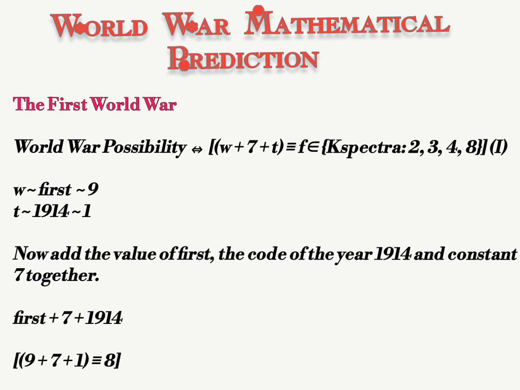The First World War. World War possibility if and only if W plus 7 plus T is defined as F element of K spectra 2, 3, 4, 8, I. W tilde first approximately 9, T tilde 1914 approximately 1. Now add the value of first, the code of the year 1914 and constant 7 together. First plus 7 plus 1914. 9 plus 7 plus 1 is defined as 8.